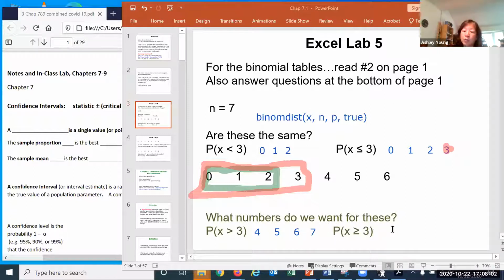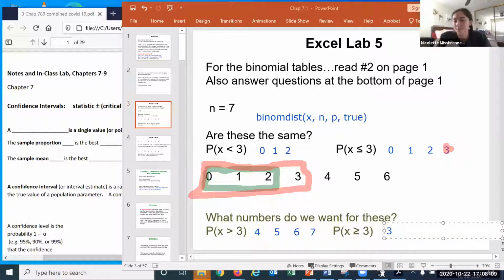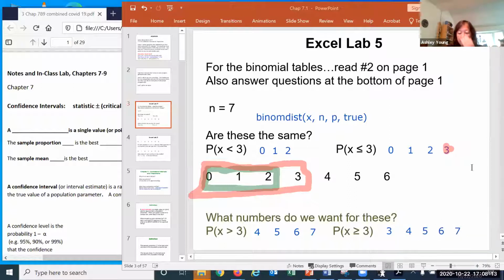How about this one over here? 3 through 7. Yep, 3 through 7. Exactly. You guys got it. 3, 4, 5, 6, 7. Nice. Great. Perfect. So I'm going to go ahead and let me take a screenshot of that.